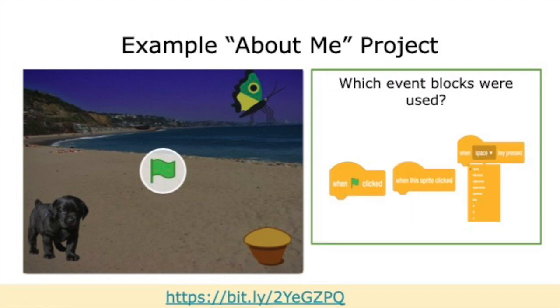And these are the different event blocks that were used. In this project, when I ran this, did I use all 3 event blocks to initiate actions on my sprites? Which one did I not use? Just to give you a hint, I did not use all 3. The space key, exactly. So in my project, I have the green flag, which resets all of my sprites, and the when sprite clicked to make my sprites do their actions.